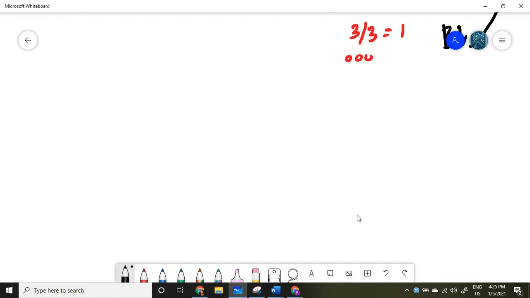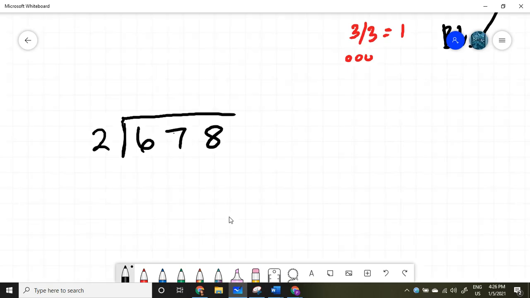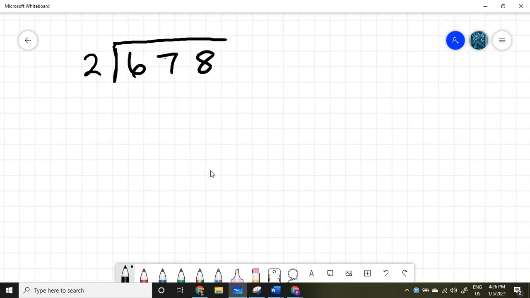This time I have 678 awards that are going out to students. Each student gets 2 awards. Since I have my total, I'm splitting it up, I'm dividing. So my problem is going to be 678 divided by 2.